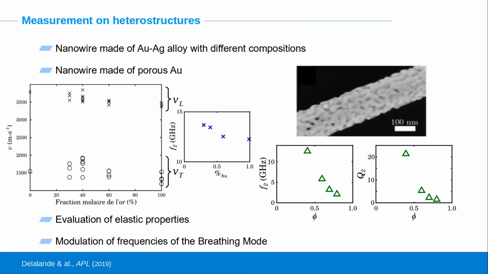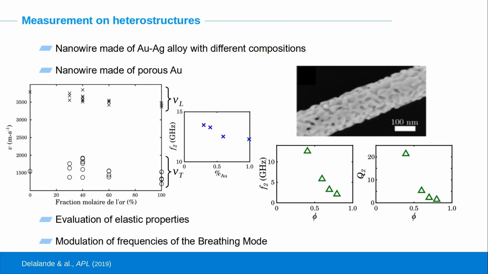And so this has been applied to gold nanowires, but we can also use it to investigate some heterostructured nanowires. For example, nanowires made of an alloy of gold and silver, for which we can determine both velocities for different nanowires and for different compositions of the alloy. But when considering nanowires as nano-sources, this is not exactly the perfect example because silver and gold have quite similar elastic properties. So the variation of the breathing mode frequency is small, but we can also investigate more complex structures.